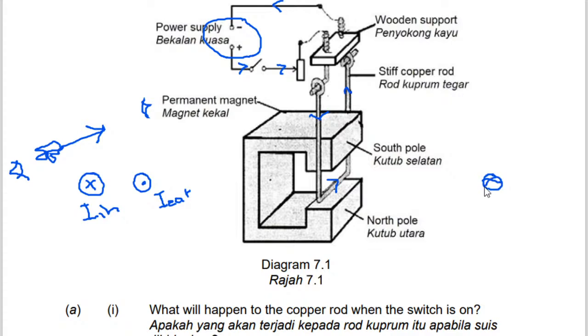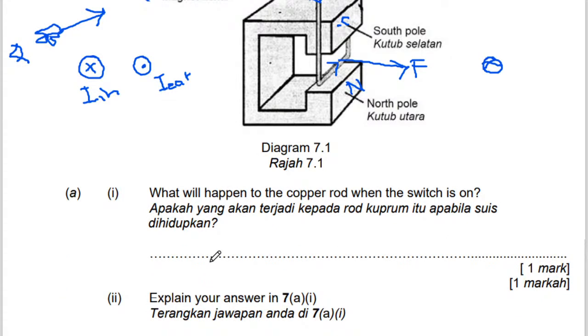So use your Fleming's left hand rule. Current going in, atas south, bawah north. So your pointer is pointing up, your centre finger going in, so the deflection will be to the right. So this is the force. Okay, betul lah. Jawapan semua betul kan? Alright. So the answer is swing to the right, ataupun move to the right, ataupun deflect to the right.